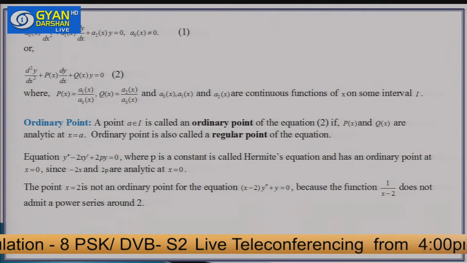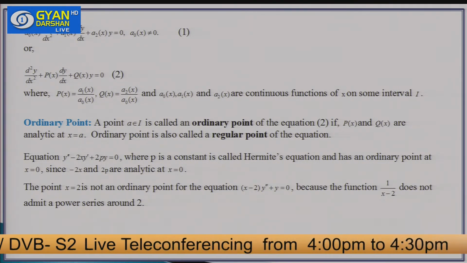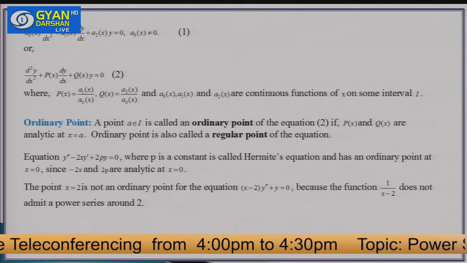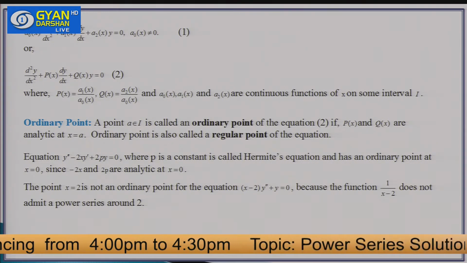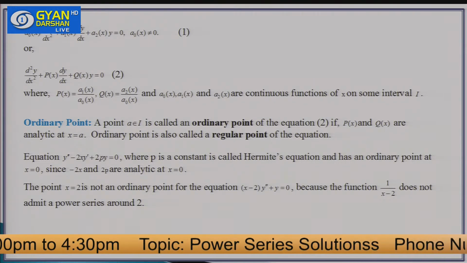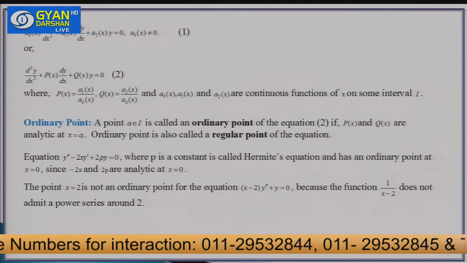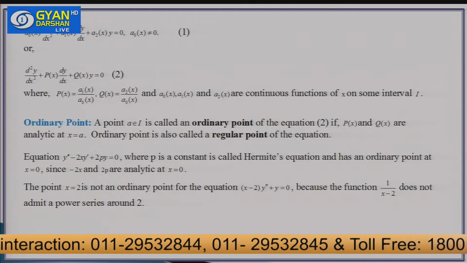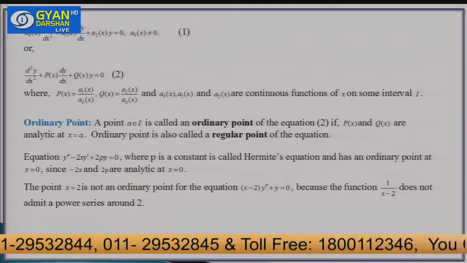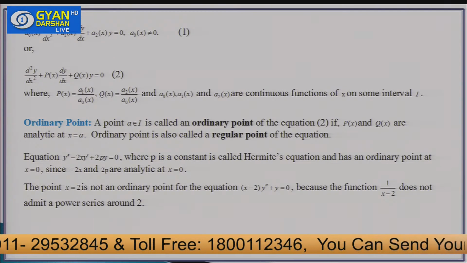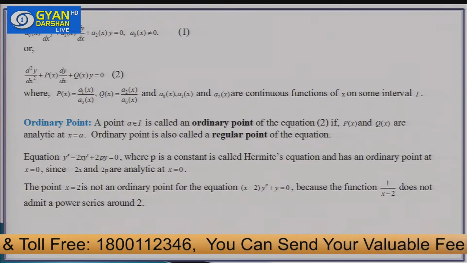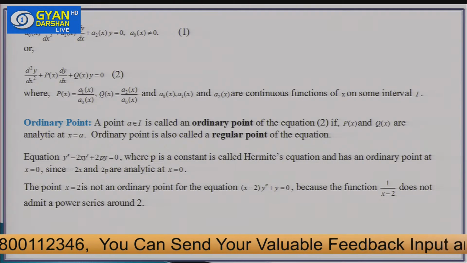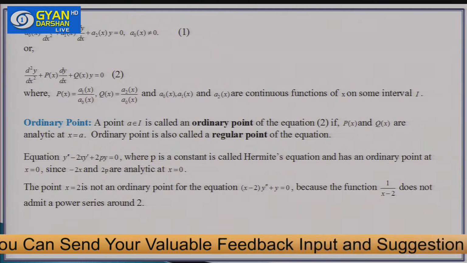Okay, this is an example. y double prime minus 2x y prime plus 2p y equal to 0, where p is a constant, is called Hermite's equation. This is a standard Hermite's equation we have taken as an example. You can see that at x equal to 0, both coefficients, p(x) here is minus 2x and q(x) is the constant 2p. So both are analytic at x equal to 0. So x equal to 0 is an ordinary point for this equation.